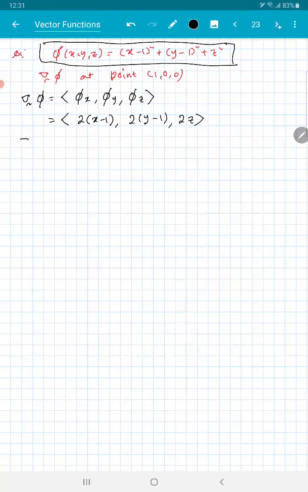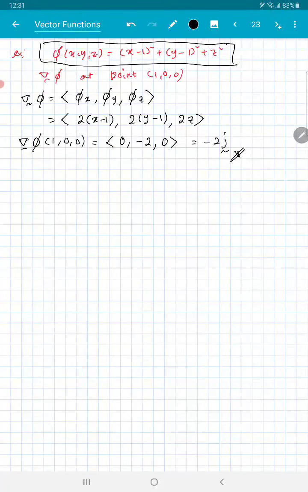Now we can find the gradient of phi at point (1, 0, 0). We replace x with 1, which gives us 0. Replace y with 0, that gives us negative 2. Replace z with 0, we get 0. So this is equal to negative 2j. That's the gradient of phi at point (1, 0, 0).